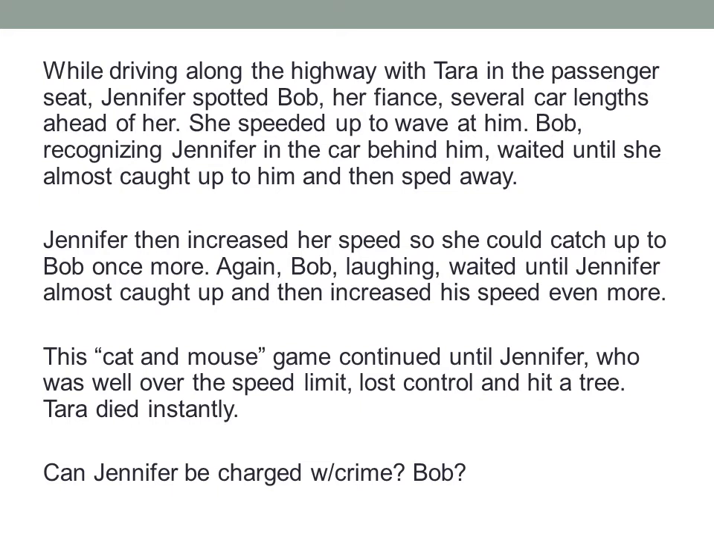Now I'll go to this example in front of us. While driving along the highway with Tara in the passenger seat, Jennifer spotted Bob, her fiance, several car lengths ahead of her. She sped up to wave at him. Bob, recognizing Jennifer in the car behind him, waited until she almost caught up to him and then sped away. Jennifer then increased her speed so she could catch up to Bob once more. Again, Bob thought it was funny. He was laughing. He waited until Jennifer almost caught up, and then he increased his speed even more. They played this cat and mouse game until Jennifer, who was well over the speed limit, lost control and hit a tree, and Tara died instantly.